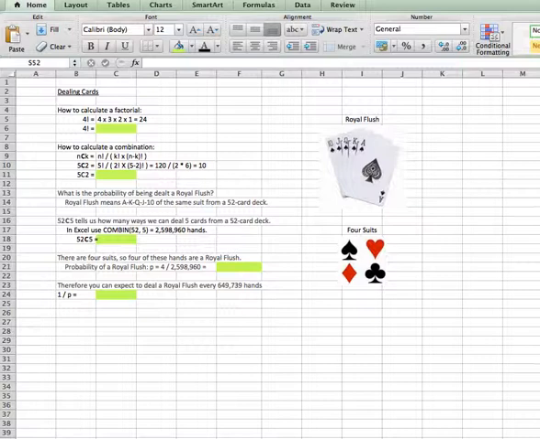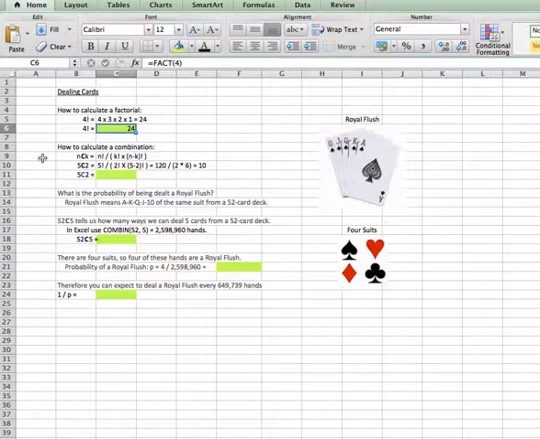Okay, let's start with calculations related to dealing cards. First, let's look at how to calculate a factorial. In this line here, I'm showing that 4 factorial equals 4 times 3 times 2 times 1, which equals 24. Excel has a function to do this calculation for us, and that function is called FACT. So if I put in FACT of 4, we see that Excel calculates that same 24 for us.